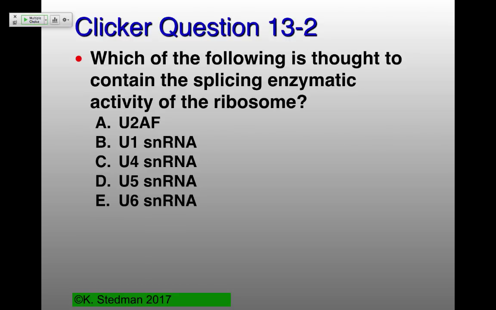Splicing. Okay. Which of the following is thought to contain the splicing enzymatic activity of the, oops, that should be the spliceosome, not the ribosome. Where the heck did I get that from? Must have been too late at night when I wrote this particular question. So, the spliceosome. U2AF, U1, U4, U5, or U6. We're going for that 100% today, right?